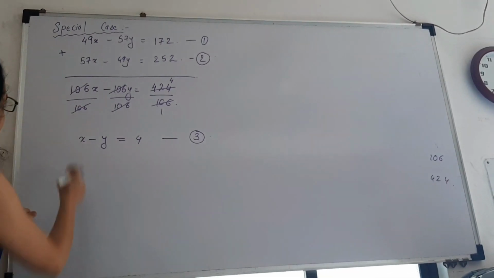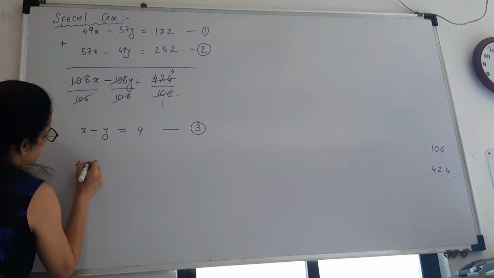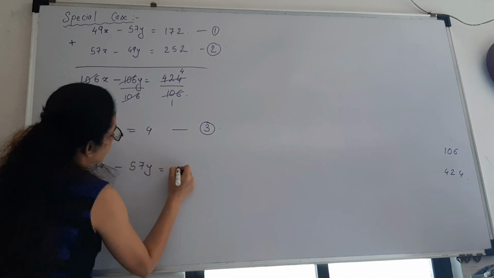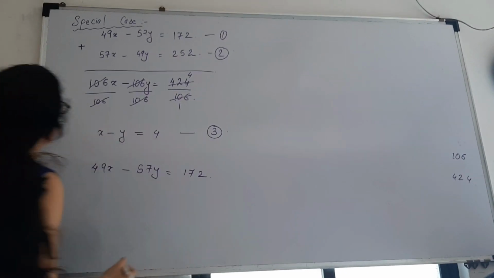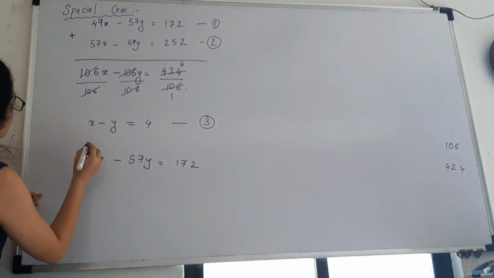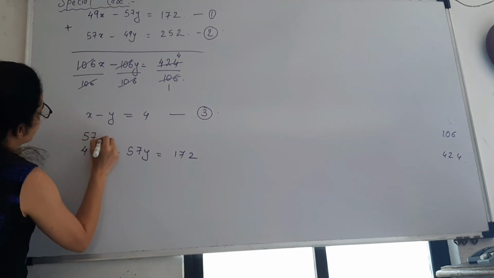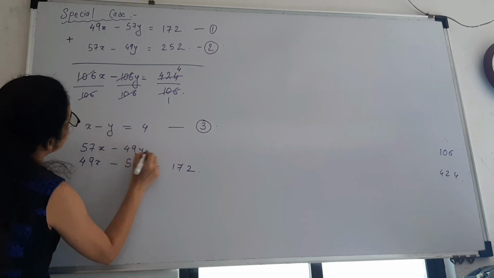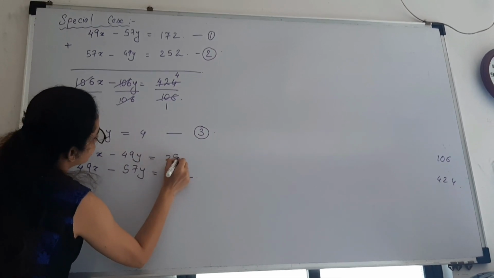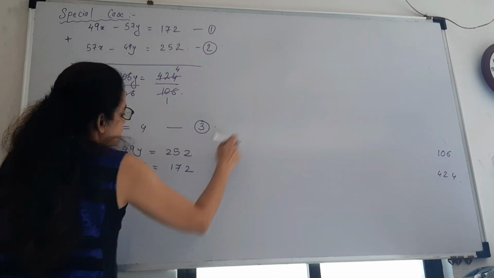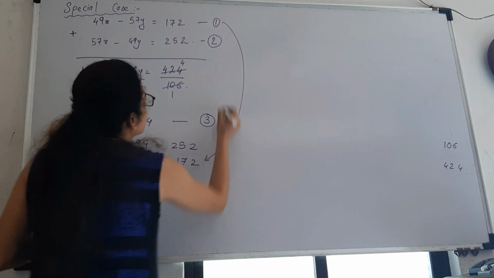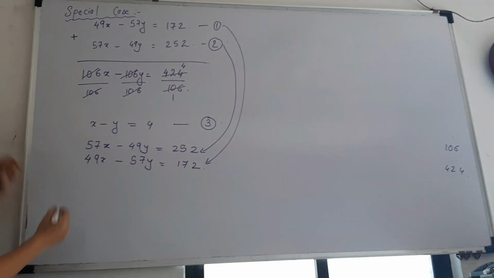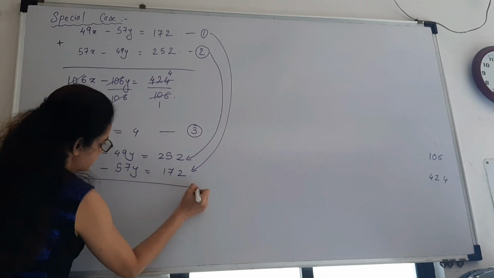Now we are going to subtract these two. So it will be 49x minus 57y is equal to 172. I will take this as 57x, you could take it down also, there is no problem. 49y is equal to 252. So I just got these two equations down. First we perform addition, now we are going to perform subtraction.